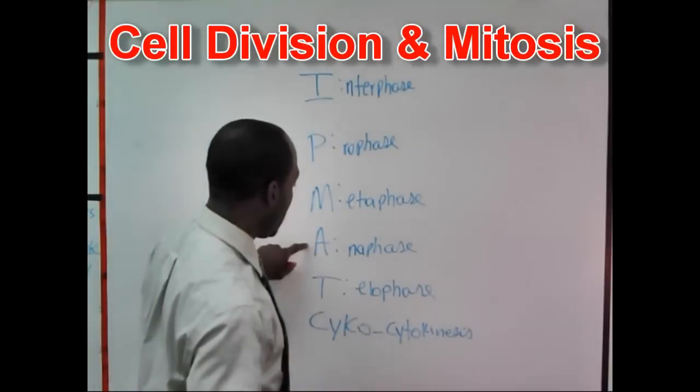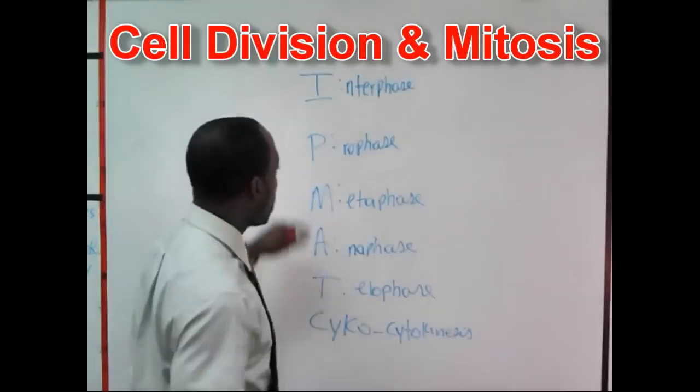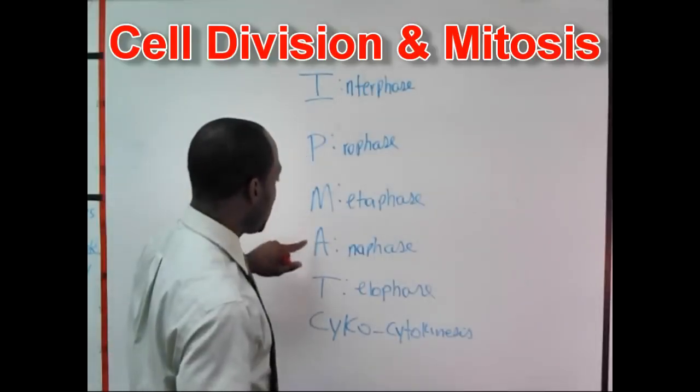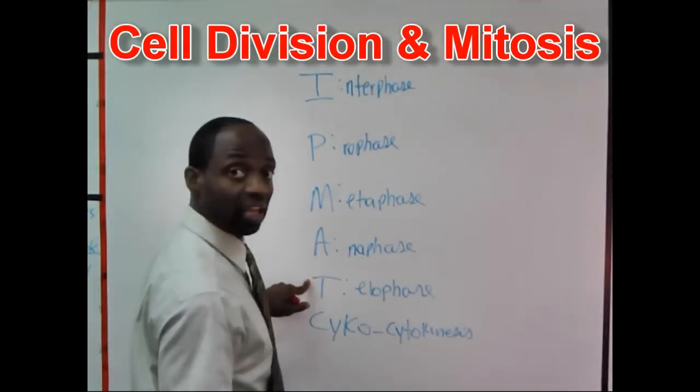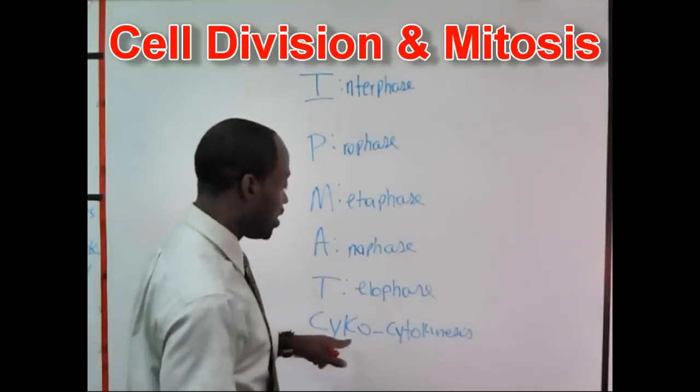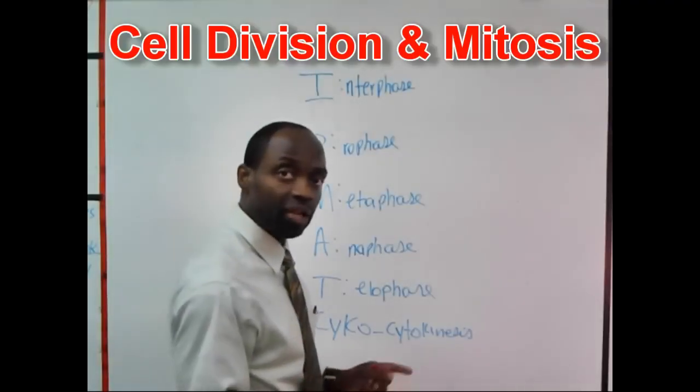So here we have it. I Pete made a touchdown, then he went psycho. Interphase, prophase, metaphase, anaphase, telophase, whatever you want to call it, and then cytokinesis. But what does it look like in picture form?